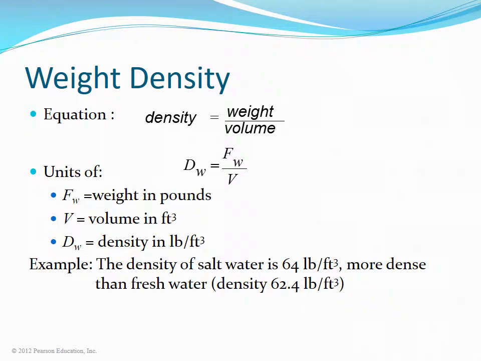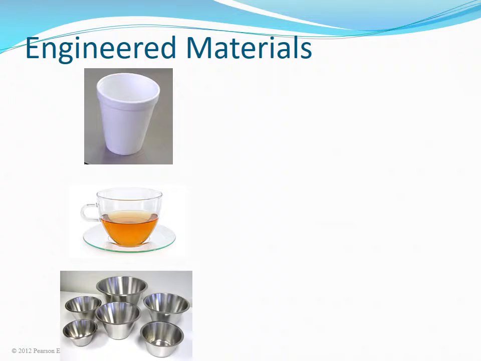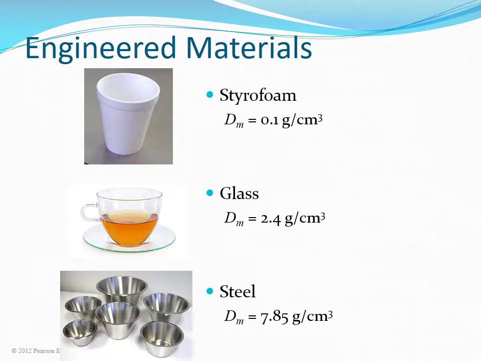Weight density is the weight of an object divided by the volume the object occupies. Weight is measured in pounds, and volume is measured in cubic feet. The units of weight density are pounds per cubic foot. Example: the density of salt water is 64 pounds per cubic foot, which is more dense than fresh water with a density of 62.4 pounds per cubic foot. For comparison, the densities of styrofoam, glass, and steel are shown.